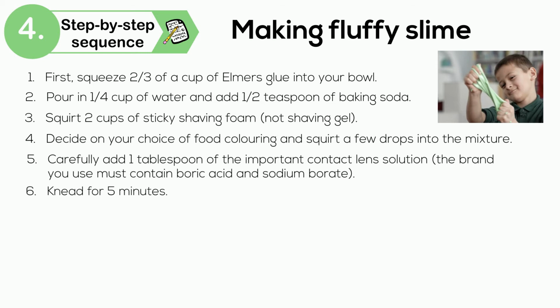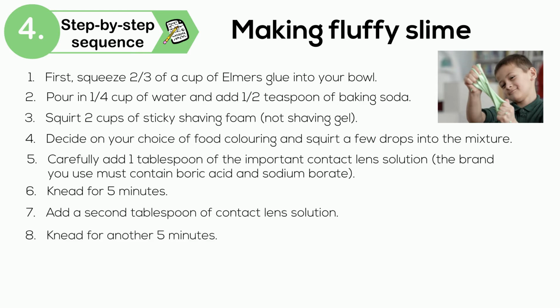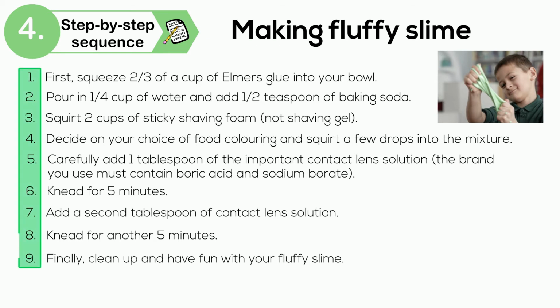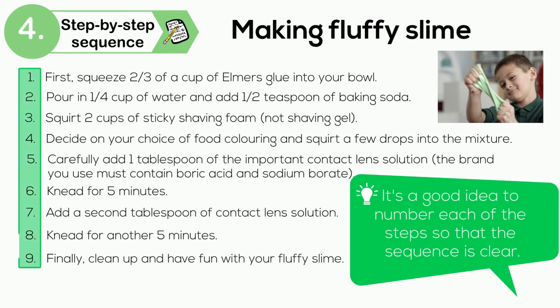6. Knead for 5 minutes. 7. Add a 2nd tablespoon of contact lens solution. 8. Knead for another 5 minutes. 9. Finally, clean up and have fun with your fluffy slime. You'll notice that I've written it using numbered steps. This helps people who are following the instructions remember what step they are on when they are in the process of making the slime.